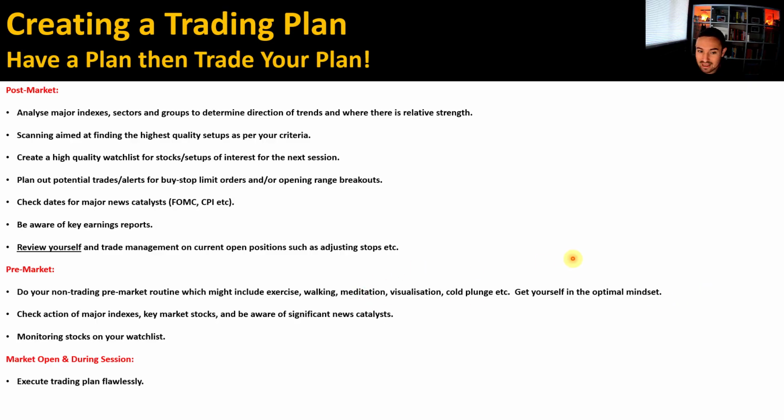So as much as athletes, whether it be tennis, football, golf, whatever, golfers will go on the driving range, hit their wedges, irons, driver, do a couple of putts, have a non-trading pre-market routine. What does that include? For me, it includes things like this. This is what I do every day. Check action of major indexes, key market stocks, so the Teslas, the Nvidias of the world, and be aware of significant news catalysts. Is there an FOMC press conference coming out halfway through the session? Is there a CPI report coming out pre-market? You need to be aware of that. Monitoring stocks on your watch list.